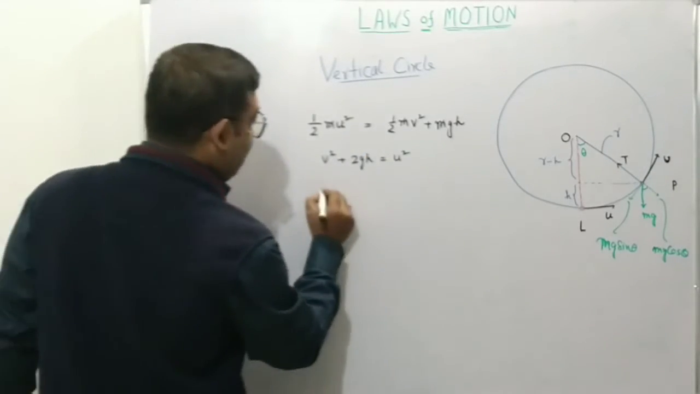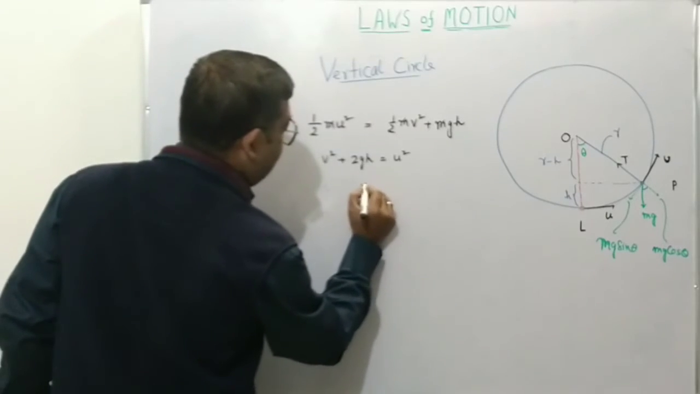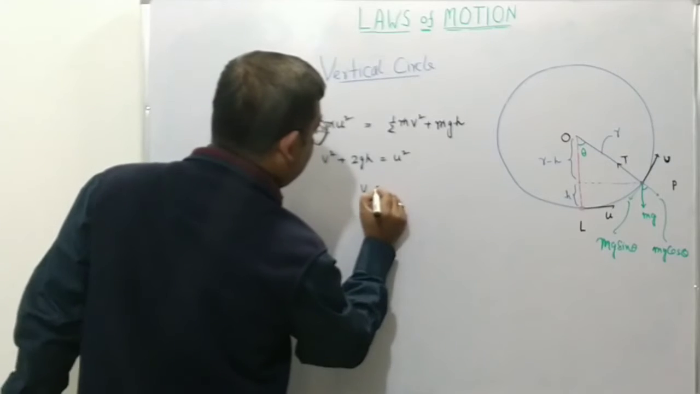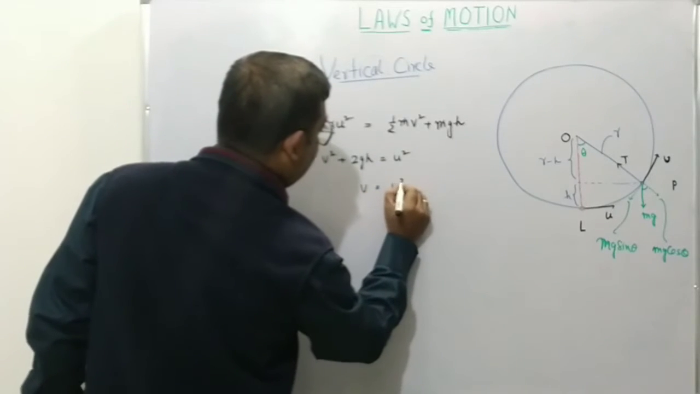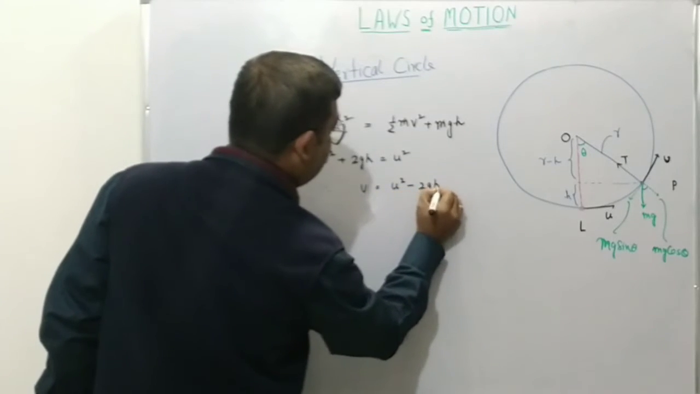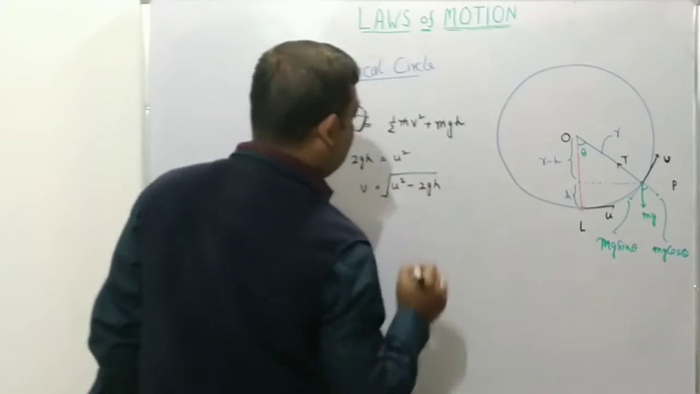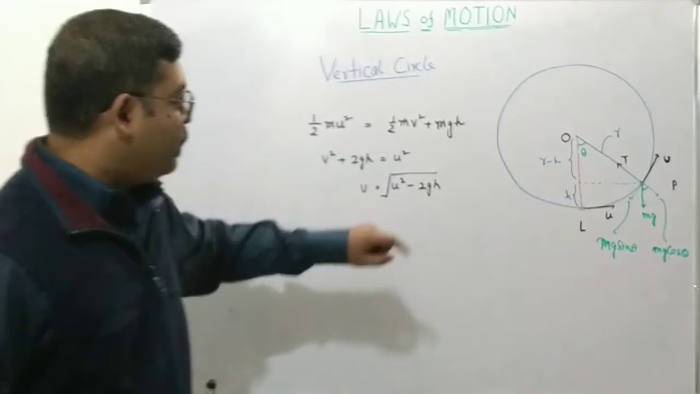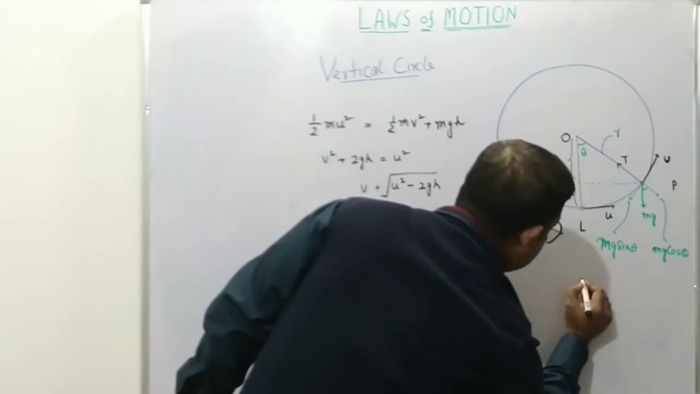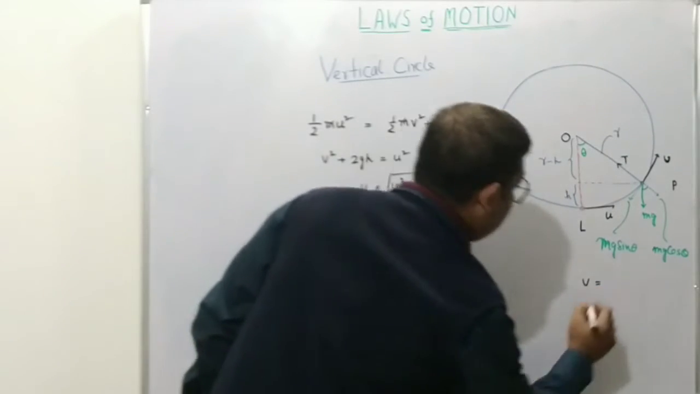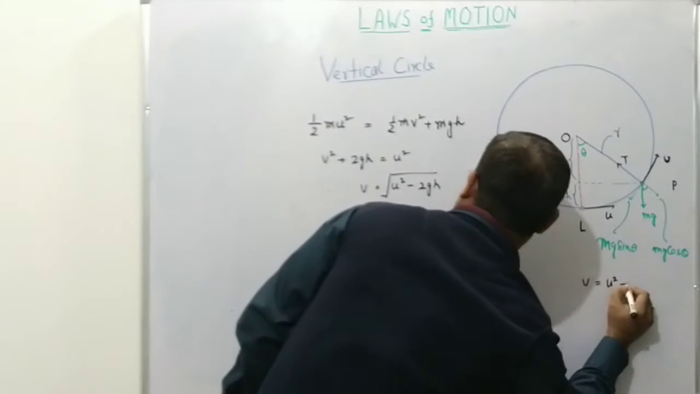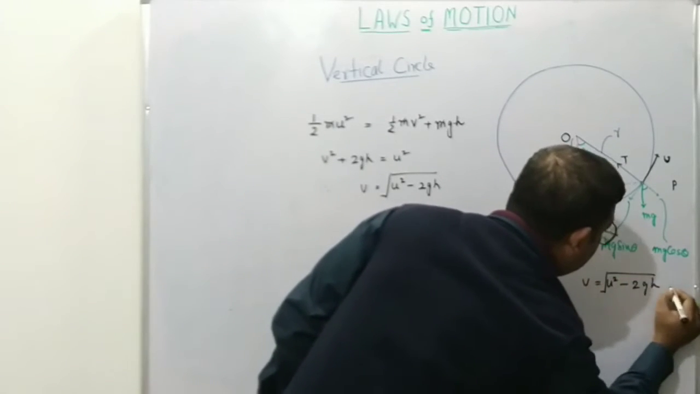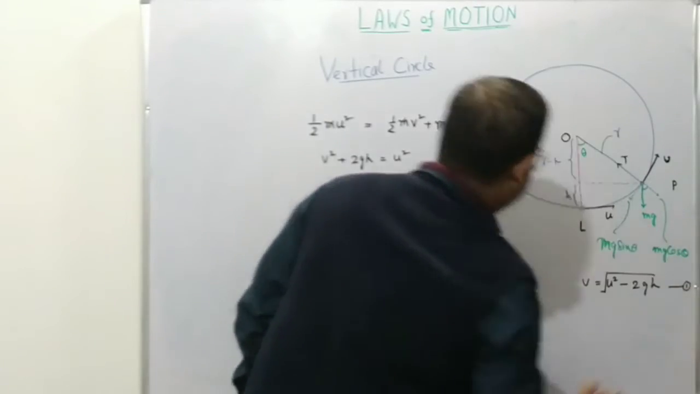That is to say, v, the magnitude of this velocity at point P, must be equal to u square minus 2gh, whole thing under root. This is one of the important equations for us, so we will keep this here. V equals u square minus 2gh, whole thing under root. Let's call this equation number 1.